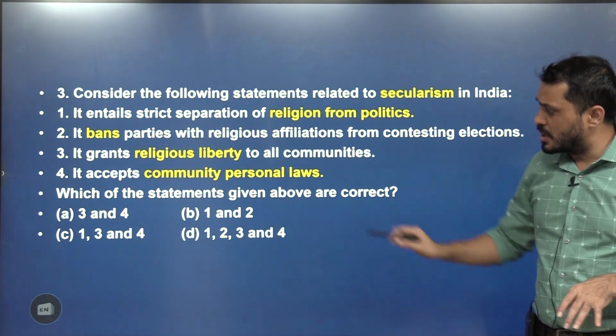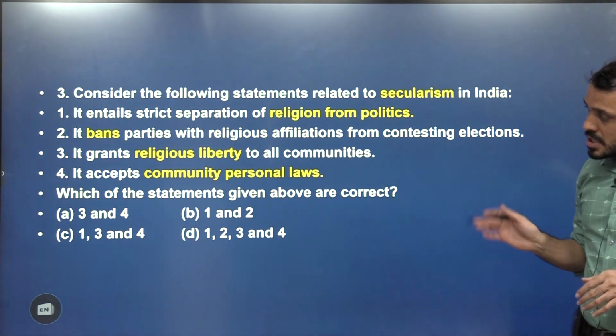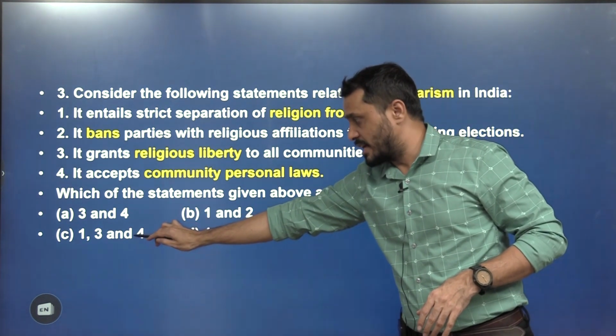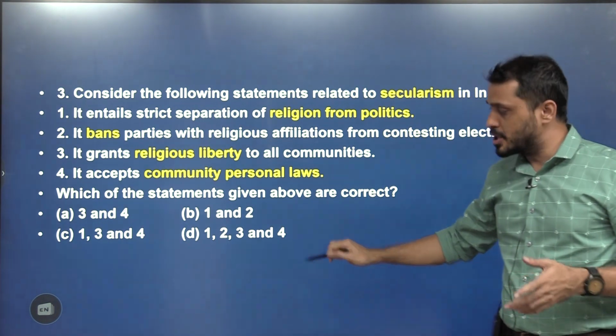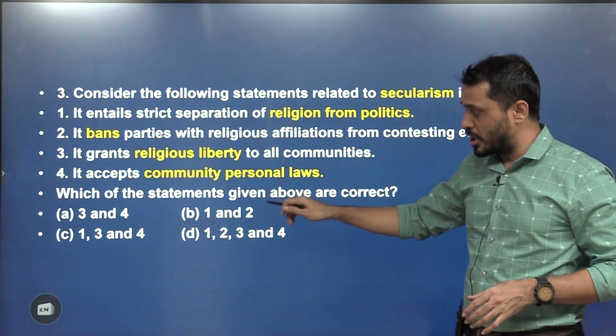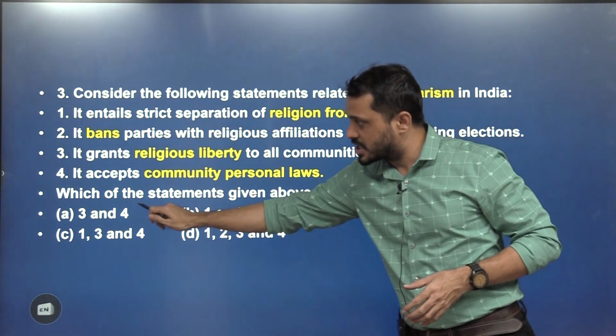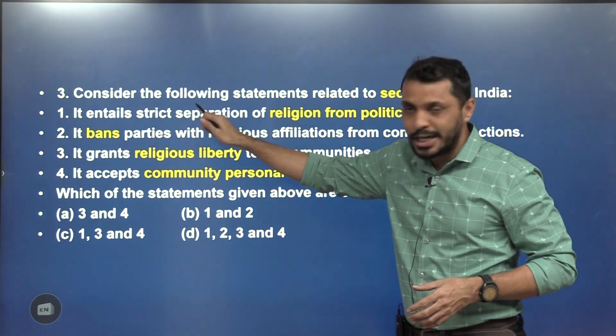So statement 3 and statement 4 must be right. Statement 3 must be there in the answer. This 3 and 4 are there. That means you eliminated one: this second option, B, is eliminated. Next, since 3 and 4 are right, you have to know whether 1 and 2 are right.